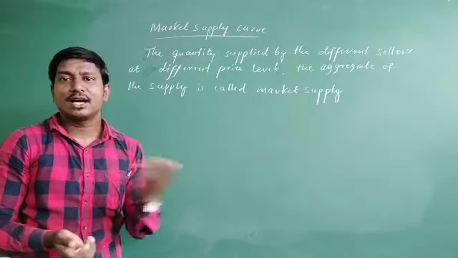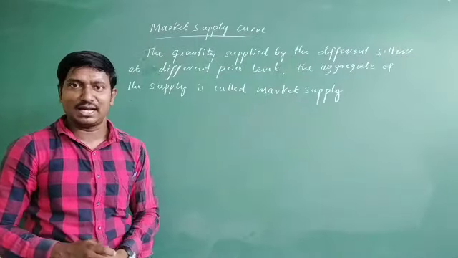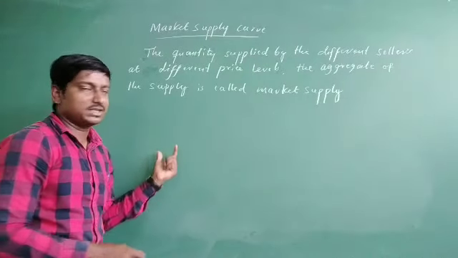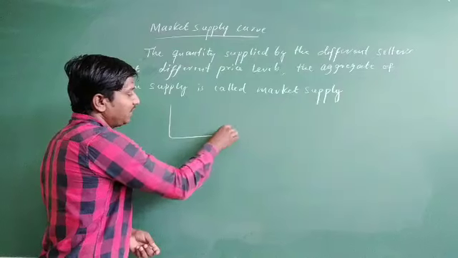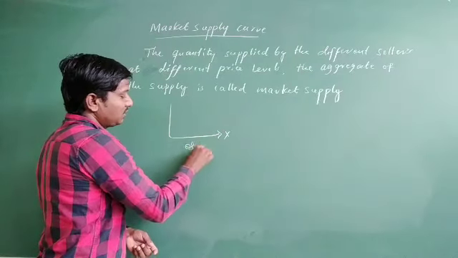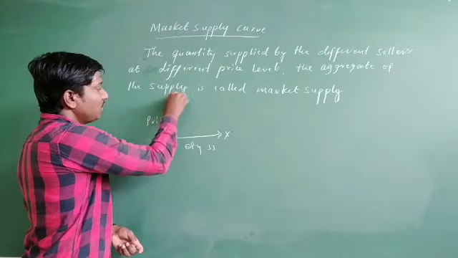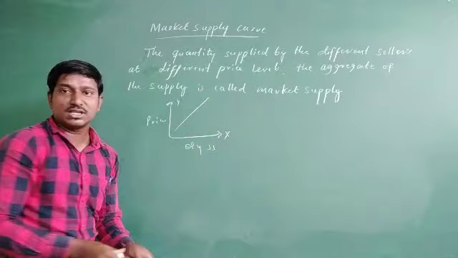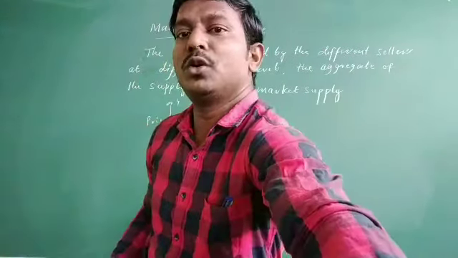Then what is a curve? A curve is the graphical presentation of the market supply. Quantity sold is going to be plotted on the x axis and the price is going to be plotted on the y axis, right? So here the supply curve moves upward, that is from left to right, the quantity supplied is going to move upward.